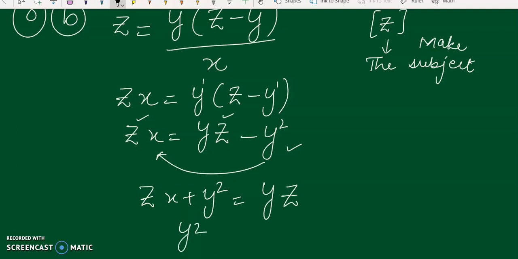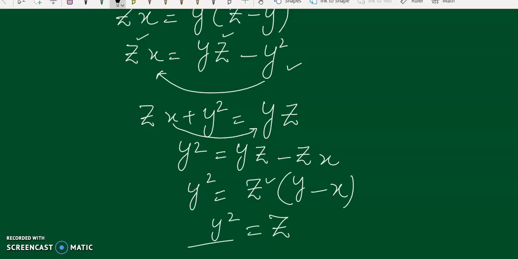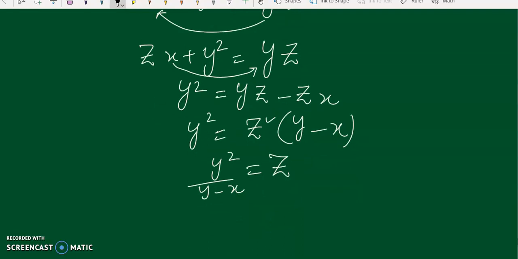Now ये जो zx है ये हमें यहाँ पर चाहिए, so when it will go over there it will be subtracted. Now since we need to find the value of z, so we take z as common and here we get y minus x. So now z को हम यही रहने देते हैं and y minus x will go to the other side and will be divided. So this is your answer. Y square over y minus x.